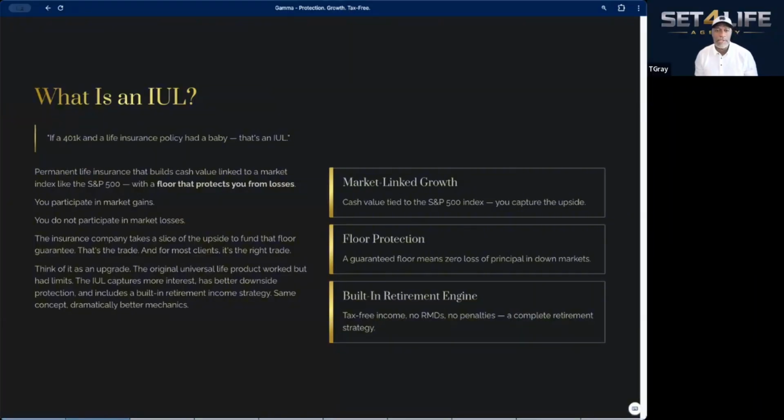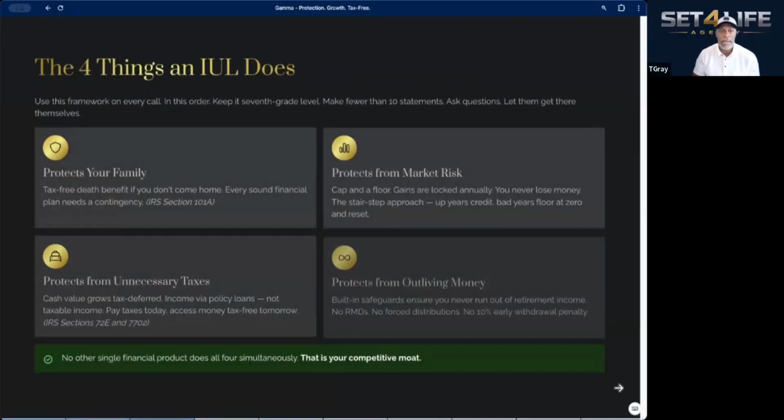I want you guys to think of it as an upgrade. There was a product called Universal Life. It still exists. It worked, but it has limits. The IUL is better because it captures more interest. It has better downside protection. And it includes, check it out, a built-in retirement income strategy. So the mechanics are significantly better. So again, the highlights: the growth is linked to the market, there's a floor of protection, and there's a built-in retirement engine.